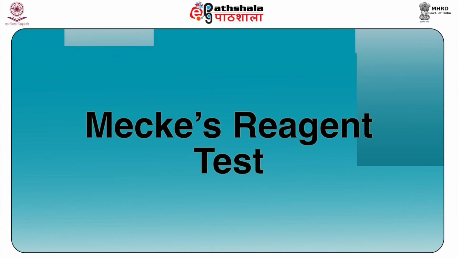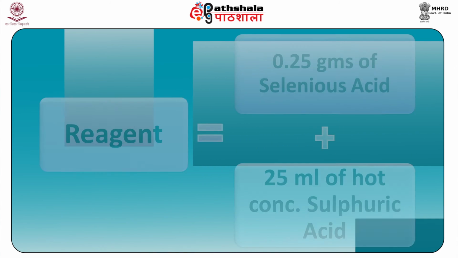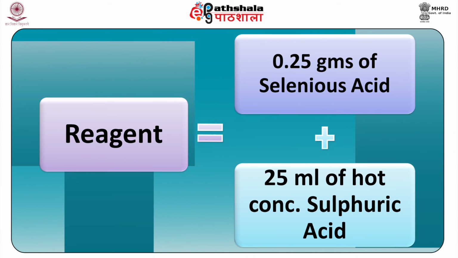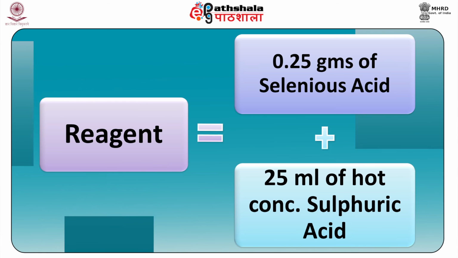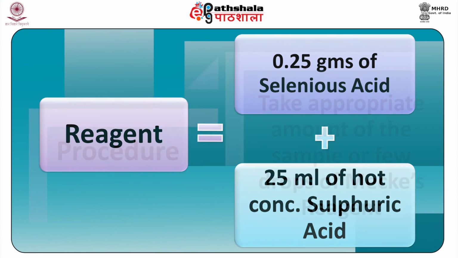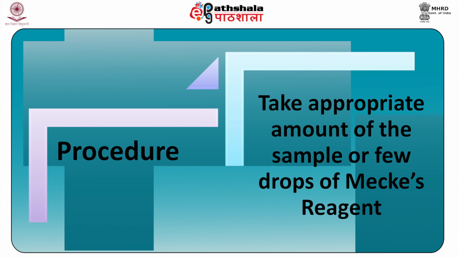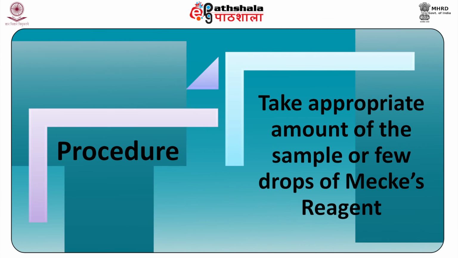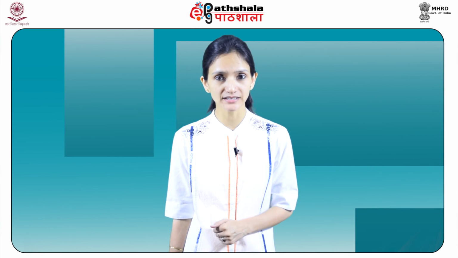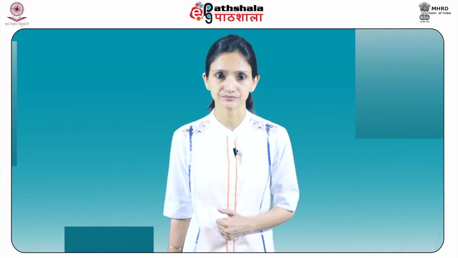Next is Mecke reagent test. First is the preparation of reagent. 0.25 grams of selenous acid is dissolved in 25 ml of concentrated sulfuric acid. Procedure: take an appropriate amount of the sample and add a few drops of Mecke reagent. Orange color indicates the presence of mescaline and green color changing to blue-purple indicates the presence of MDA.